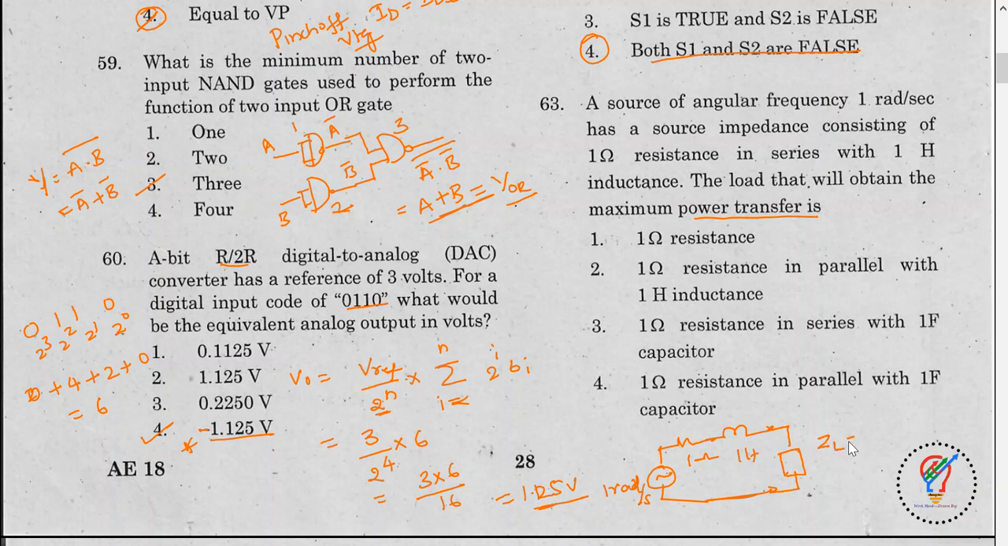So ZL is nothing but the complex conjugate of the source. In the source, the angular frequency is given as 1 radian per second, so the Henry is converted into reactance. XL is equal to omega times L, which is 1 radian per second into 1, so it's 1 ohm. So the source is 1 ohm plus j1 ohm. Now complex conjugate means 1 minus j. A negative sign indicates a capacitance value. The 1 means a resistor, so a 1 ohm resistor is in series with a 1 farad capacitor. So the answer is simple.